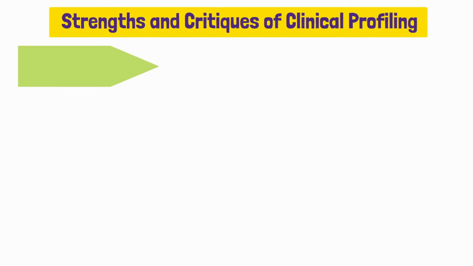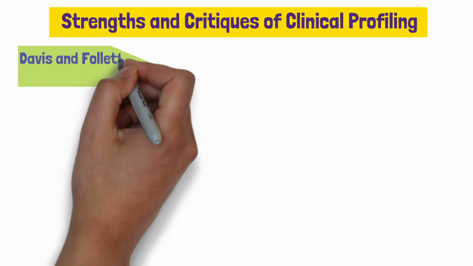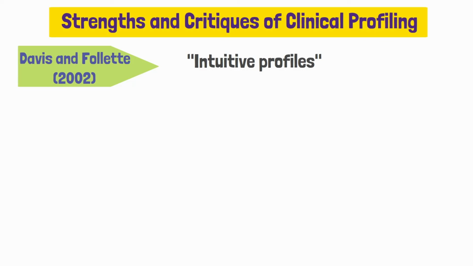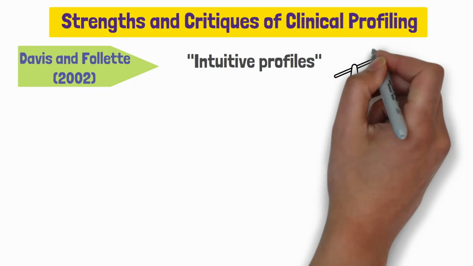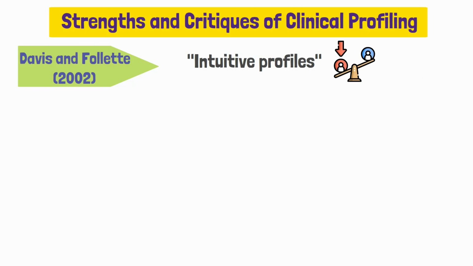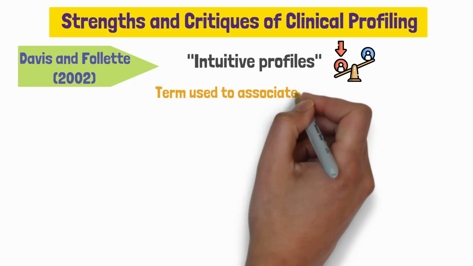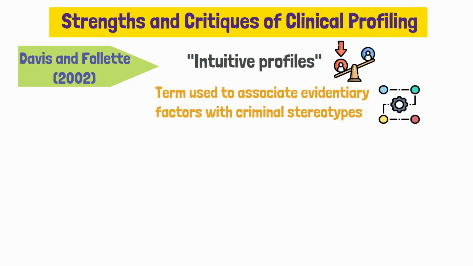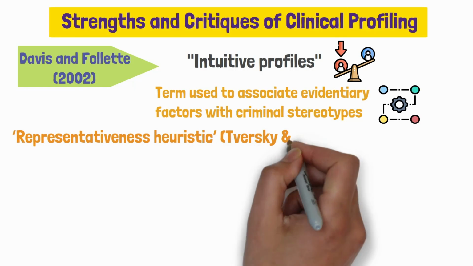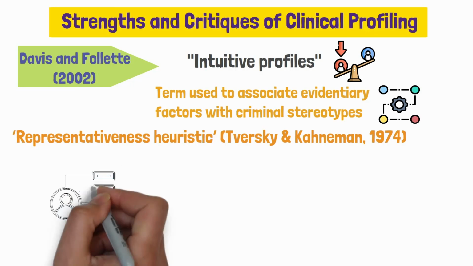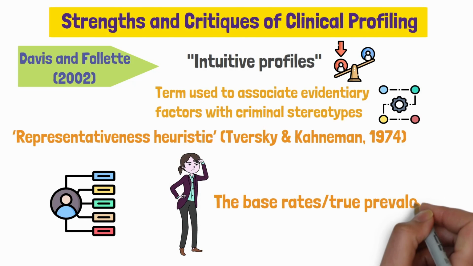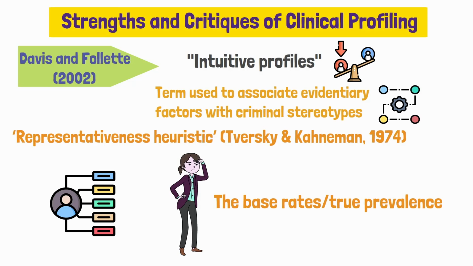One critique comes from Davis and Follett in 2002, who mentioned the term intuitive profiles. These are profiles associated with criminal stereotypes and can lead to biased judgments. The term was used to associate evidentiary factors with criminal stereotypes. For example, the representative heuristic means that individuals use characteristics believed to exemplify criminals without considering the base rates or true prevalence of these characteristics in criminals or in the entire population.